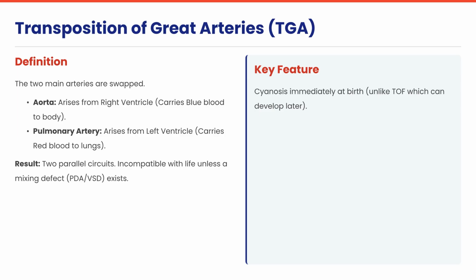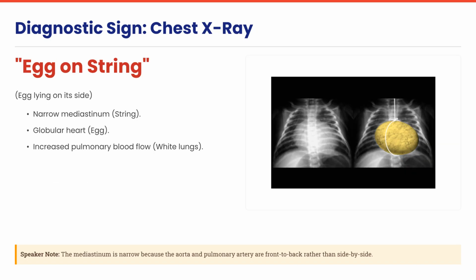Transposition of the great arteries, or TGA, is where the main arteries are swapped, creating 2 parallel circuits. This is life-threatening unless a mixing defect exists, and cyanosis is immediate at birth. The diagnostic sign for TGA on chest X-ray is the egg-on-string appearance. This is due to a narrow mediastinum and a globular heart.